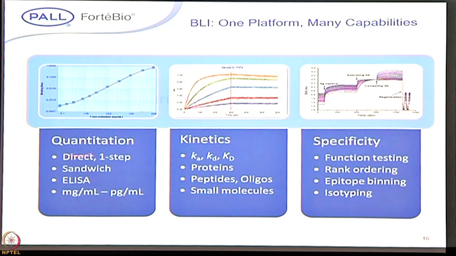As I mentioned, based on the shift, you can determine concentrations. You can do direct one-step binding or sandwich assays. If you want to convert an ELISA platform onto the instrument, you can convert it. You can determine micromolar concentrations, and go as low as nanogram or mg per ml to picogram per ml. So you can determine the quantitation, and the kinetics.